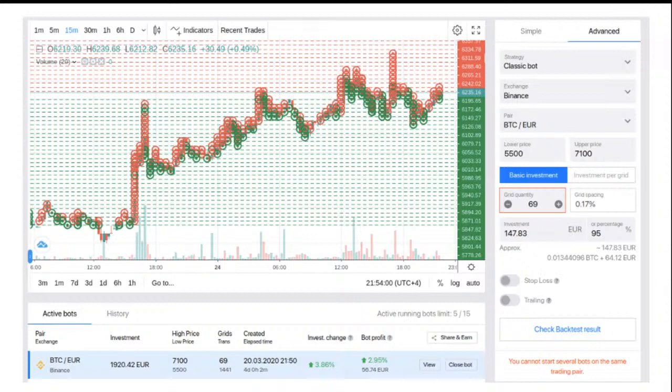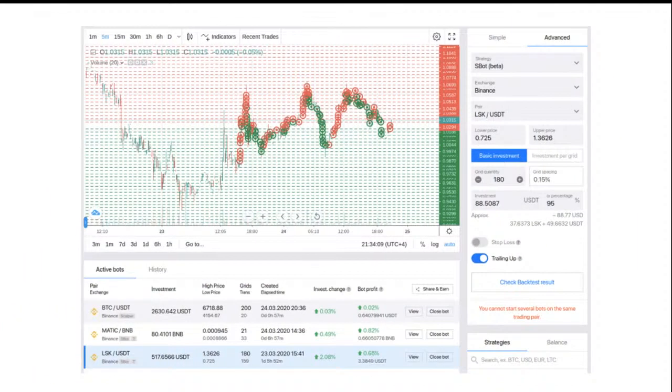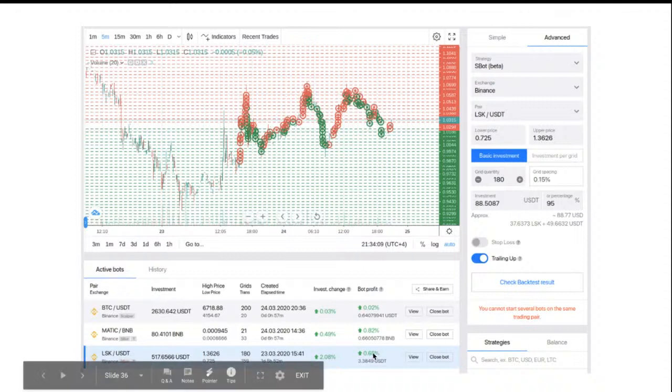Same here, Bitcoin trading to Euro. Same here, Lisk trading to USDT. All right, again, 0.65% is the added value to the investment change.